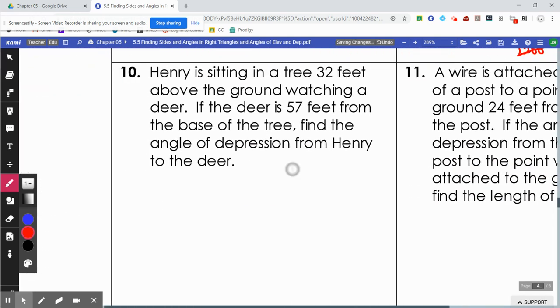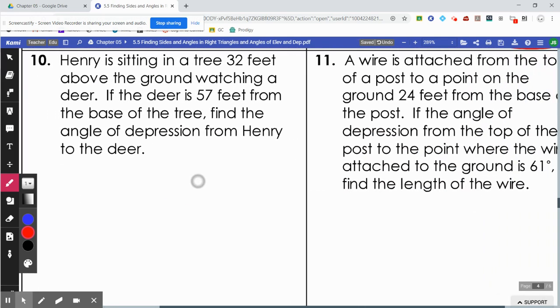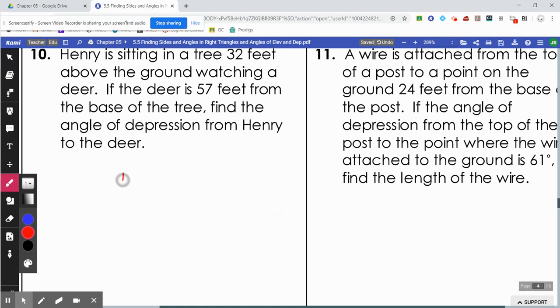Number 10. Henry is sitting in a tree 32 feet above the ground. So here he is in this tree.